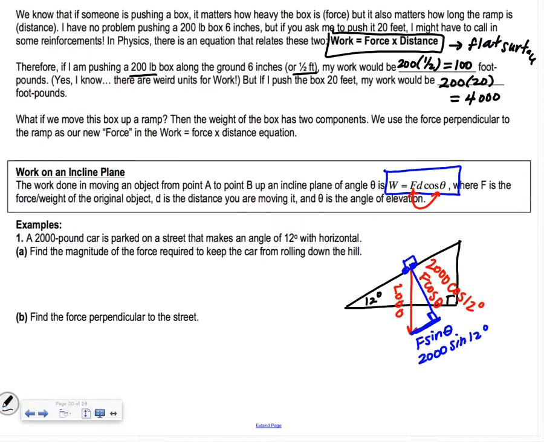So it says find the magnitude of force required to keep it from rolling down the hill. So you're keeping the car stationary, just like we talked about with the box. Which one is that? Is that F sine theta or F cosine theta? F sine theta, right? So we're going to do 2,000 sine of 12. So we end up getting 415.823. Our units would be the same. It's force, right? So if it was in pounds originally, it's going to be pounds here.